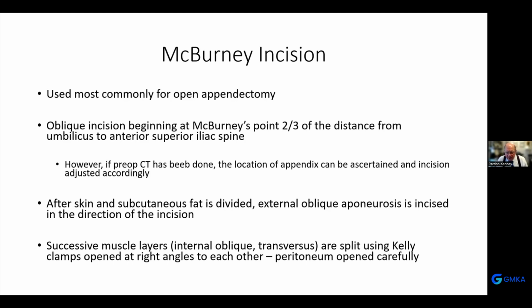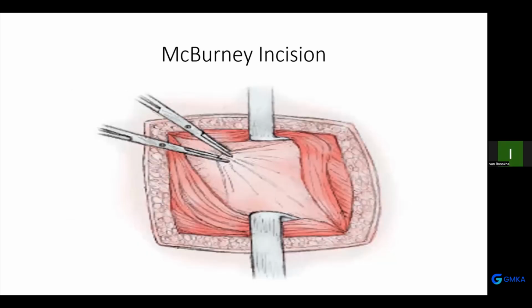And it's a muscle splitting incision. So basically, after you get through the skin and the fat, you incise the external oblique aponeurosis in the direction of your incision. And then you get down to the next layer where you actually split the muscles with a Kelly clamp. So you spread them bluntly, and then you can put your finger in and open up and make the hole bigger. And then, as you can see in the slide here, you can elevate the peritoneum and make a small nick and avoid the bowel.